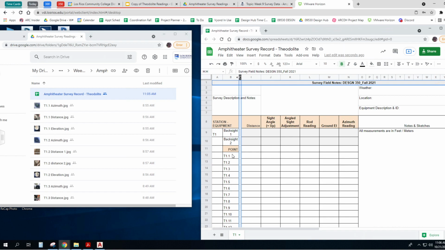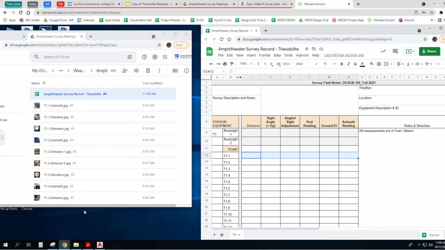So I'm going to take these points right here, and I'm going to read the distance. I'm going to read that angle up, and I'm going to calculate that adjustment. I'm going to draw that adjustment. And I'm going to do my rod reading and calculate and put this in so that I get a real survey data point out of it.